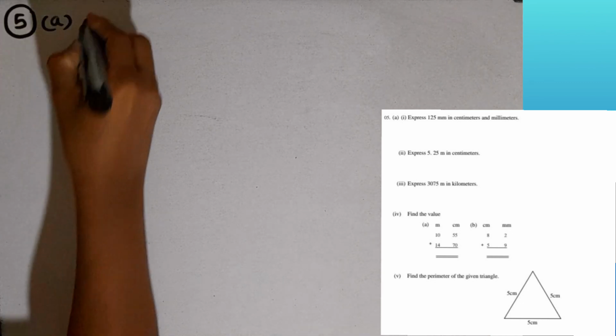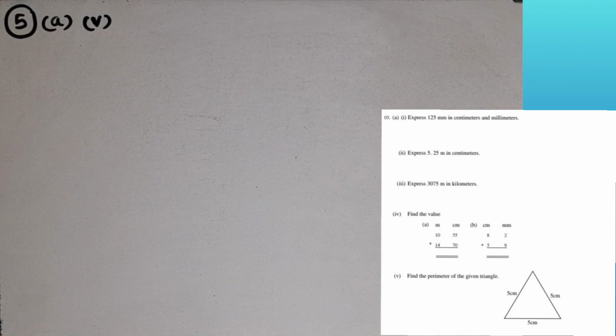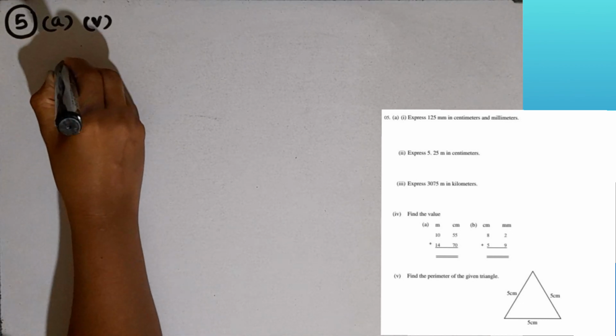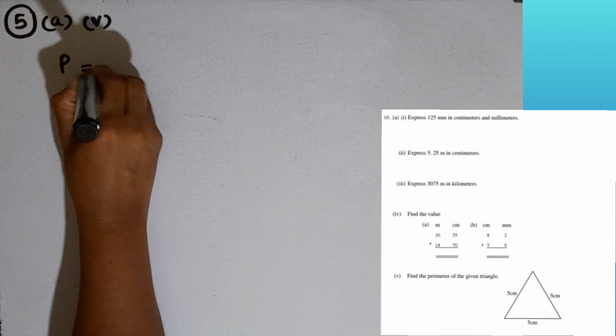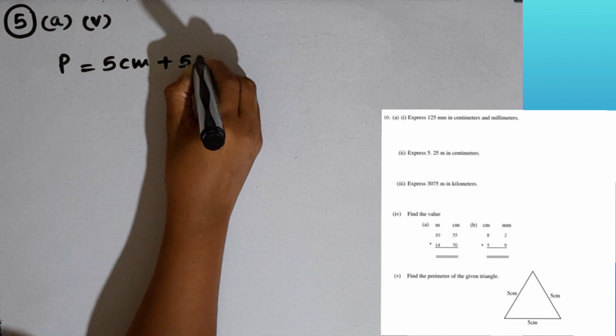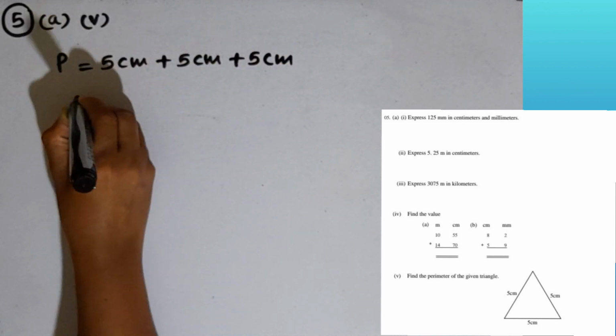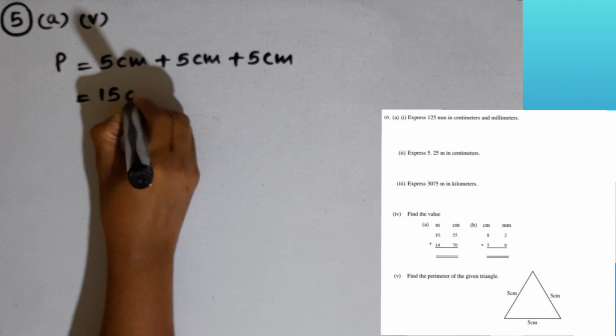Fifth question. Find the perimeter of the given triangle. To take the perimeter, we have to add the surrounding lengths. So, perimeter is equal to 5 centimeter plus 5 centimeter plus 5 centimeter. That is 15 centimeters.